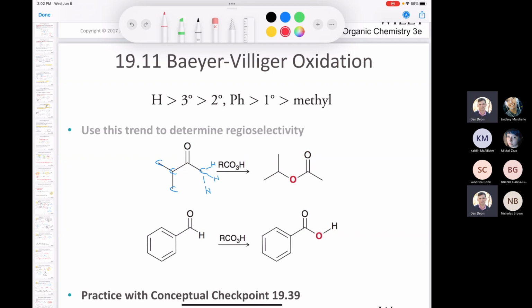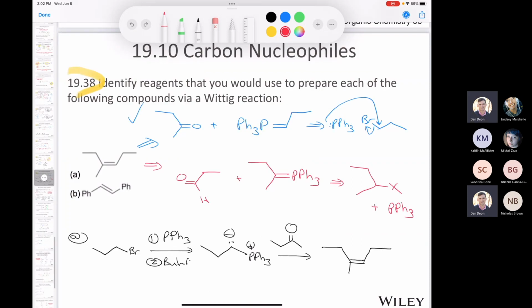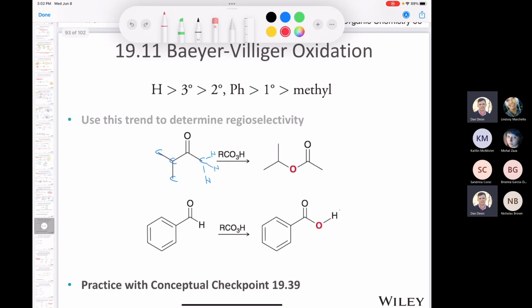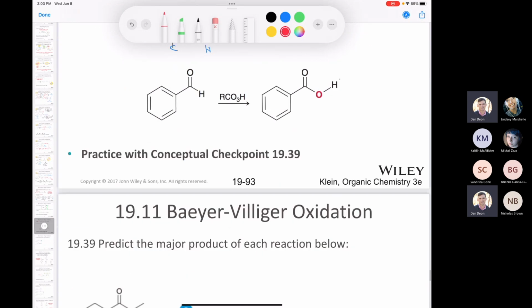So that compound would be called isopropyl acetate. And the next one, if you ever have an aldehyde, you always end up with a carboxylic acid. So that's how the migratory aptitude works. And I would say you should memorize the migratory aptitude. So memorize this for the quiz and at least have a working knowledge of it for the final exam, I would say. So let's take a look at some examples here.